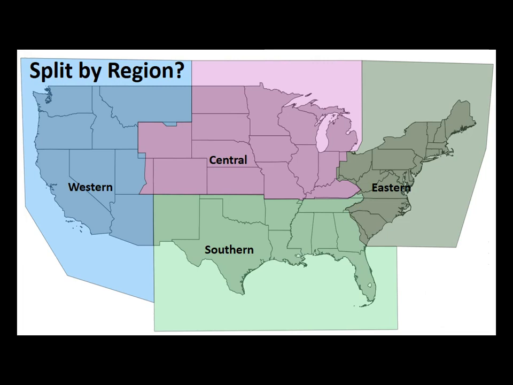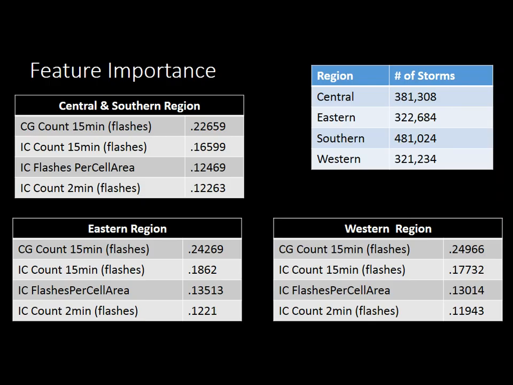Then we decided, do we want to split this out by region? The Western region has different types of storms than, let's say, the Central Plains. So we did this based on the CWA and which region it was in based on the Weather Service. Looking at the feature importance for each, again, it was the lightning, no matter which region you were in. And then the blue table shows the number of storms that went into each of these regions.